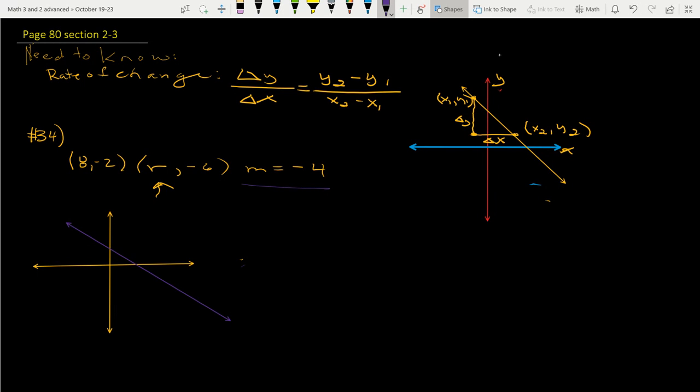And we have some point here, which is going to be 8 and -2. So I'm going to label that. Let's pick another color here.